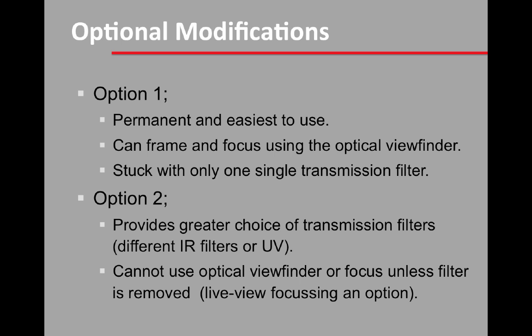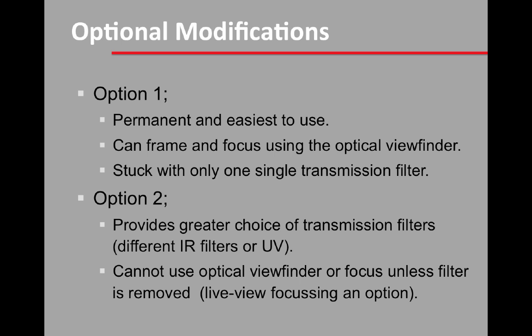Option two, where you don't have any infrared filter on the sensor, and you place a filter on the lens, provides you a great deal more variety of options for that one single camera, because once you get a camera modified for infrared, you can't convert it back to normal photography. It becomes an infrared camera only.